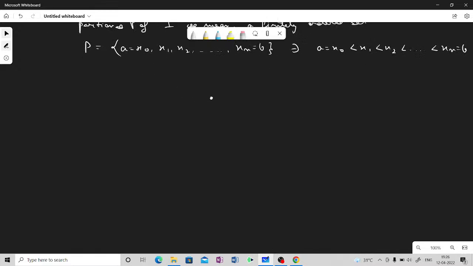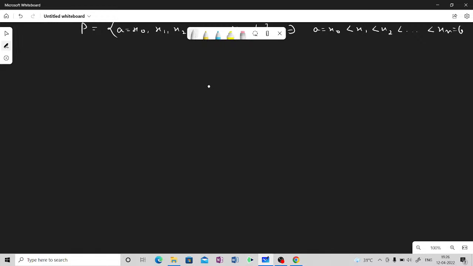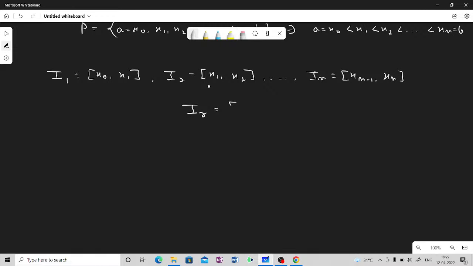For example, we have n points taken here, and so they can form sub intervals of the form, say I1 is the sub interval x0 to x1, similarly I2 is the sub interval x1 to x2, and so on till In, which is the sub interval xn minus 1 to xn. So in a very generalized way, Ir can be given as xr minus 1 to xr, this closed interval.